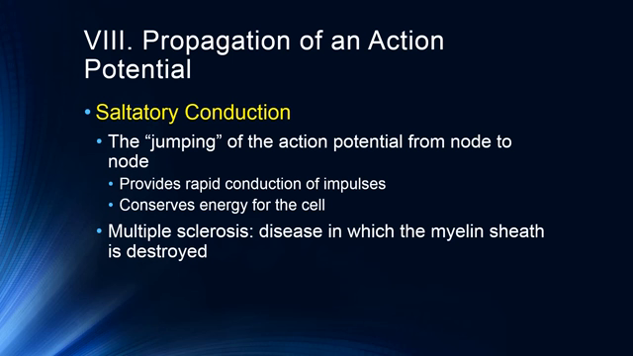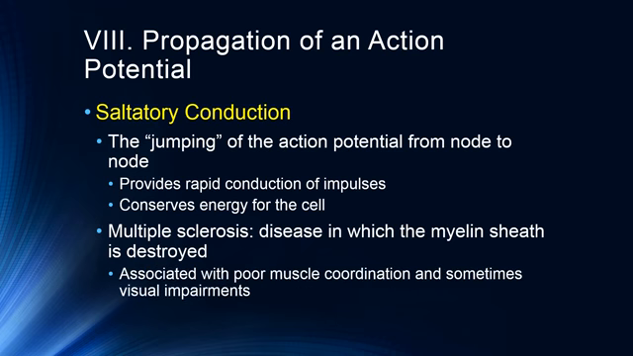Multiple sclerosis is a disease which causes the demyelination of the motor and sensory neurons. For some reason we don't yet understand, the body's immune system starts to eat away at the myelin sheath. As a result, we get loss of sensory and motor functioning because of slowing down of neural impulses, because they don't travel as quickly without that myelin sheath. So this is associated with poor coordination and sometimes visual impairments.